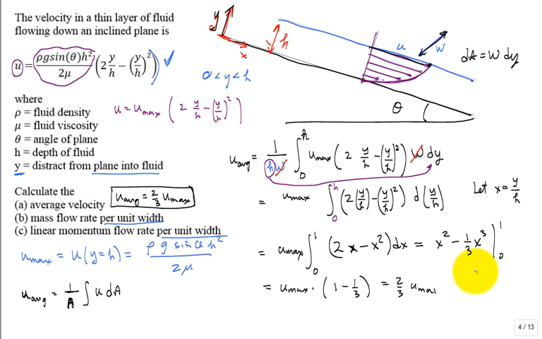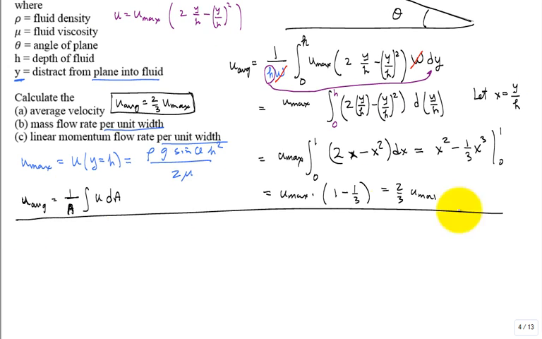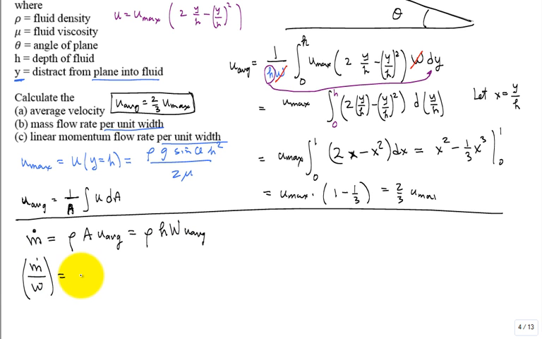I want to not erase this, but I need to solve for the next one, which is the mass flow rate per unit width. Okay, well, what is the mass flow rate per unit width? Couple things you could do. You could say the mass flow rate is equal to rho A V. Does that seem reasonable? And this V is U average. All right, we just calculated U average. So is it equal to rho height width U average? Yeah.